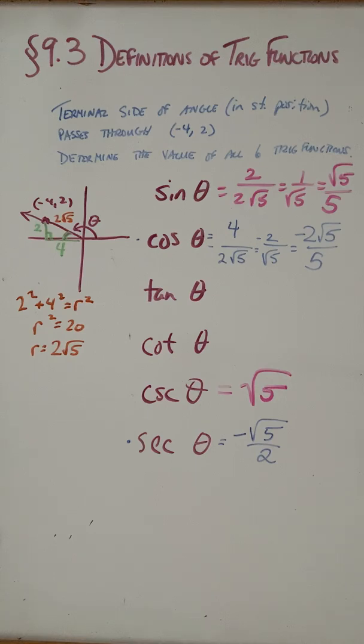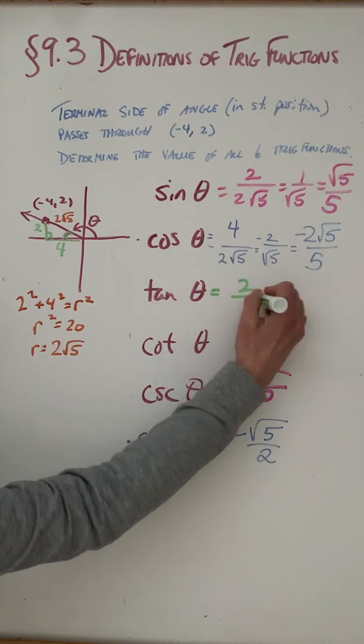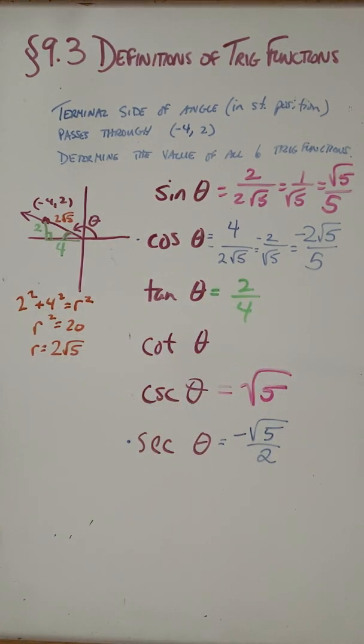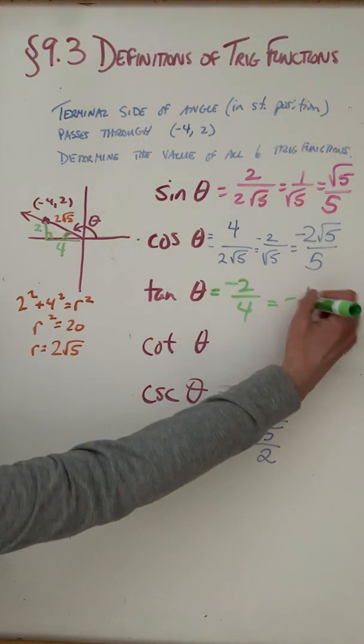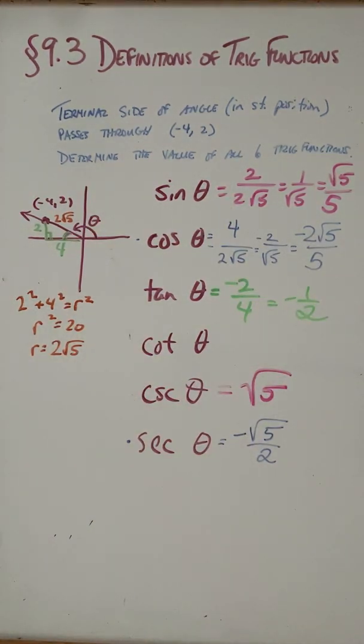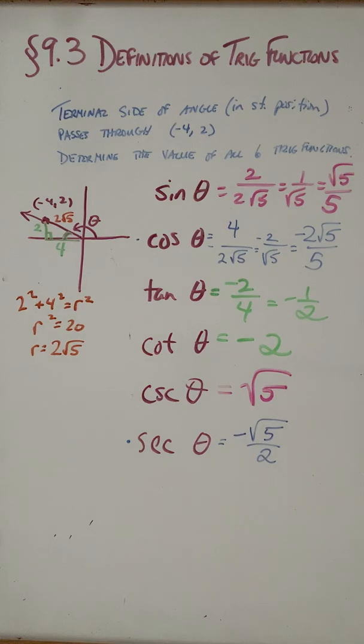Okay, and then lastly, we have tangent. We know that tangent is opposite over adjacent. So tangent is 2/4. We are in the second quadrant. We know tangent is negative. So the tangent of theta is -1/2, which makes the cotangent of theta the reciprocal, so just -2.